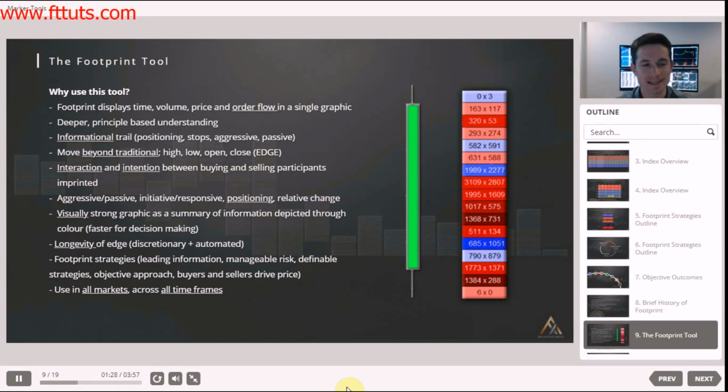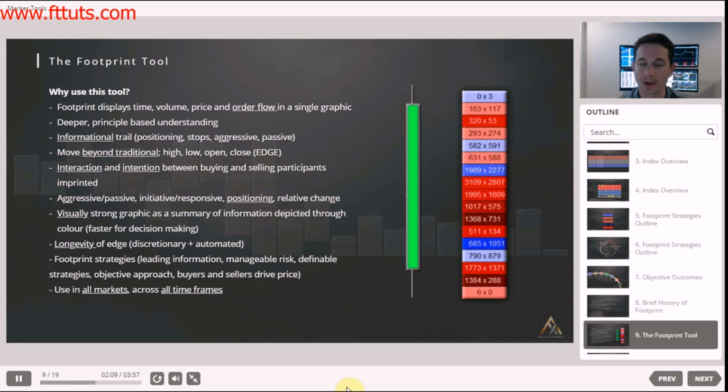The footprint then offers a deeper principle-based understanding, and what we mean by that is, you not only look at where the market opened and closed and make big decisions on that, but you can look at what is occurring at each individual price and understand the logic behind why price is doing what it's doing. The footprint leaves an informational trail. What we mean by that is we can very often pick up where buyers and sellers are positioning themselves, where their stops might be, and whether those sellers and buyers are aggressive or passive. This informational trail can be extremely valuable when charting the markets.